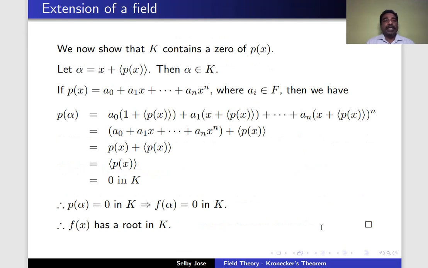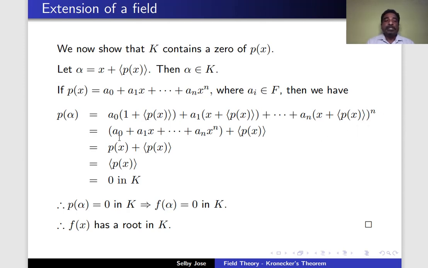So we now show that K contains a zero of p(x). Let alpha be equal to x plus the ideal generated by p(x), then alpha is in K. If p(x) is a polynomial of degree n, then p(x) is of the form a0 plus a1 x plus and so on an x raised to n, where ai belongs to F. Therefore p(alpha) is equal to a0 into 1 plus the ideal generated by p(x), plus a1 into x plus the ideal generated by p(x), plus and so on an into (x plus the ideal generated by p(x)) the whole raised to n.